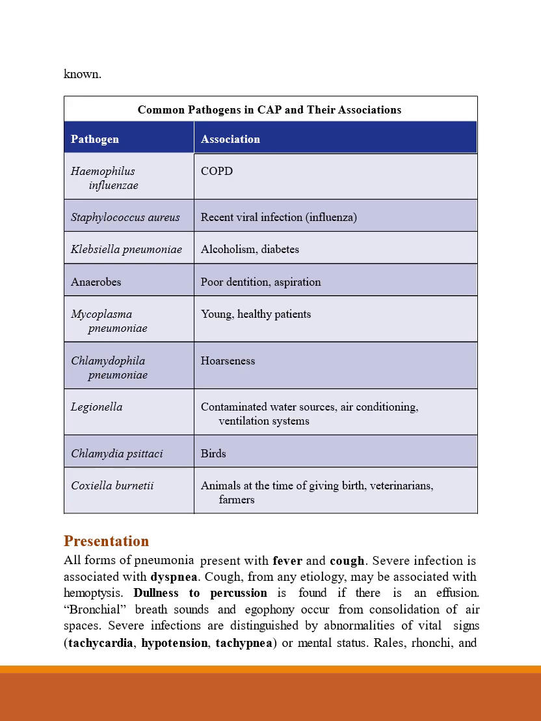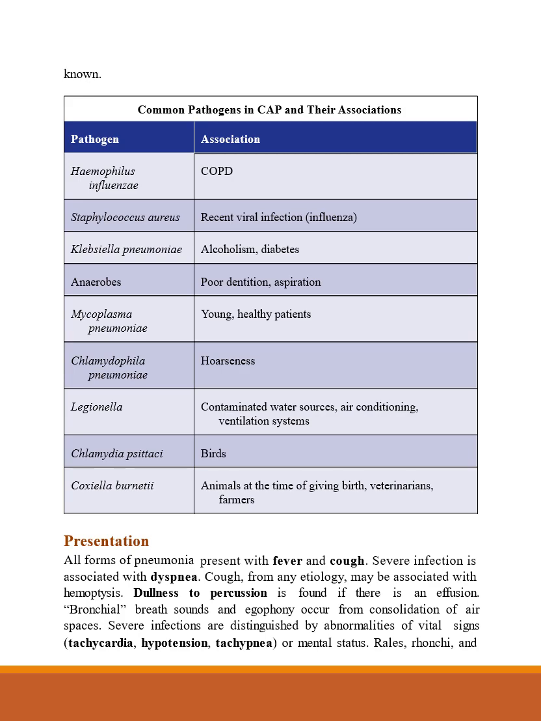How does this pneumonia present? Usually, all forms of pneumonia present with fever and cough. Severe infection is associated with dyspnea. Cough from any etiology can be associated with hemoptysis. Dullness on percussion is found if there is an effusion. Bronchial breath sounds or egophony occur from consolidation of air spaces.